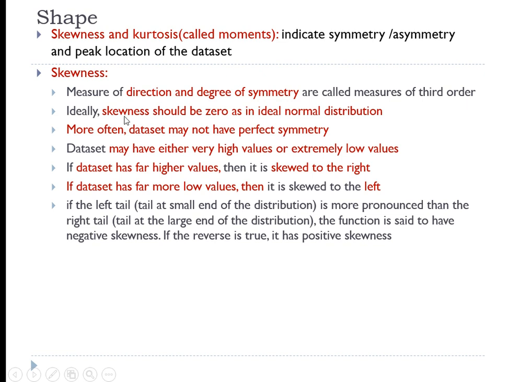So basically, if a skewness is 0, we call it an ideal normal distribution. But normally that doesn't happen. Most of the data sets will not be perfect, right? Most of the data sets that you collect will either have very high values at one end or extremely low values at some ends. If the data set has far higher values, then you say that it is skewed to the right. If the data set has far lower values, then you say that it is skewed to the left.